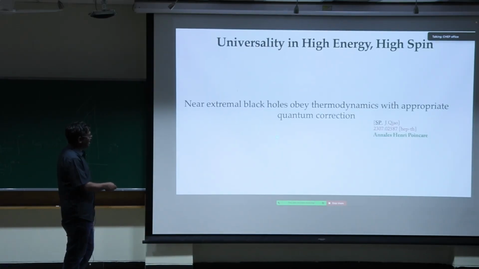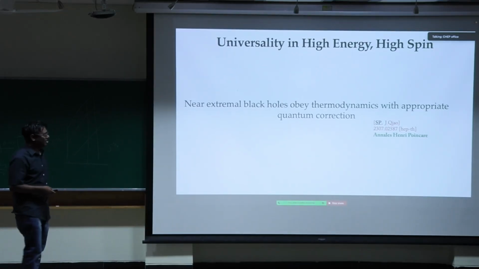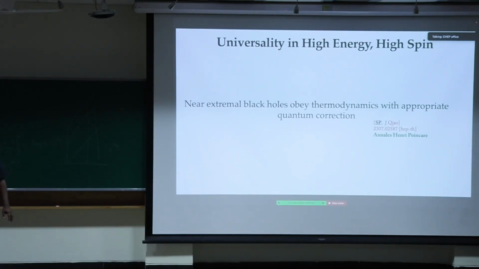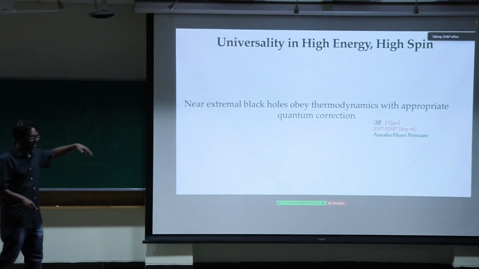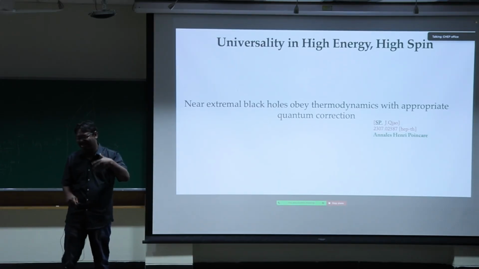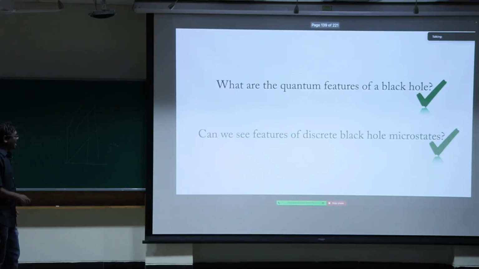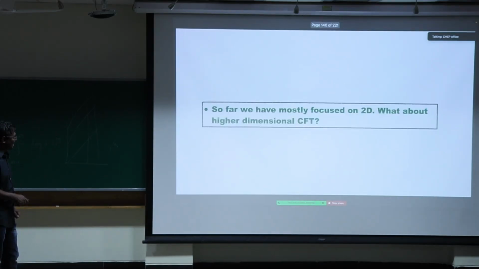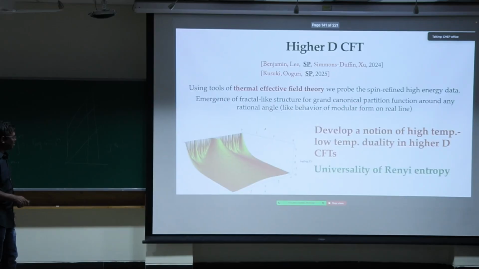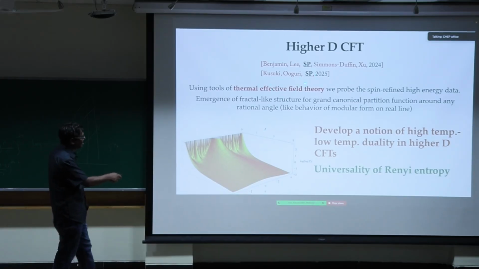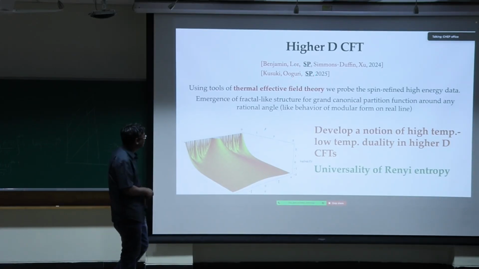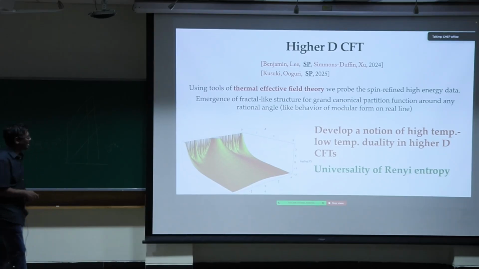And this result also tells you about how near extremal black holes obey thermodynamics with appropriate quantum corrections, and there is a whole story of how you can relate this with the Schwarzian limit and JT gravity and so on. I already told you about this. So far we have mostly focused on 2D. We can also do it in higher dimensions. We can develop some notion of high temperature, low temperature duality, and this has implications for universality of Renyi entropy and thermal effective field theory. We put out our paper last year and recently in March, which has application to the Renyi entropy.